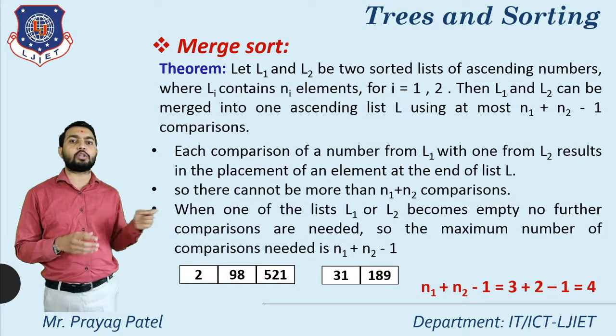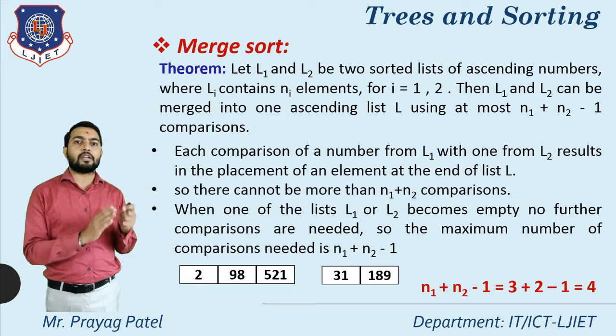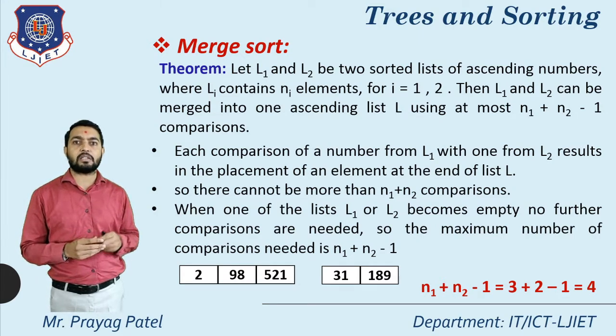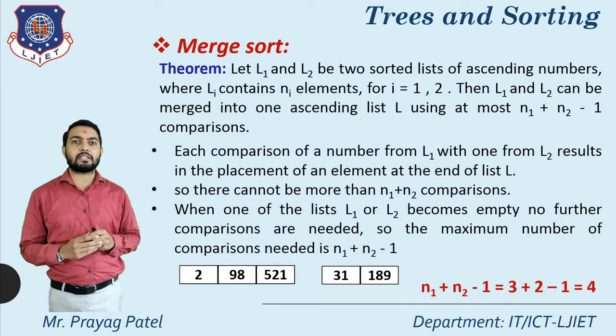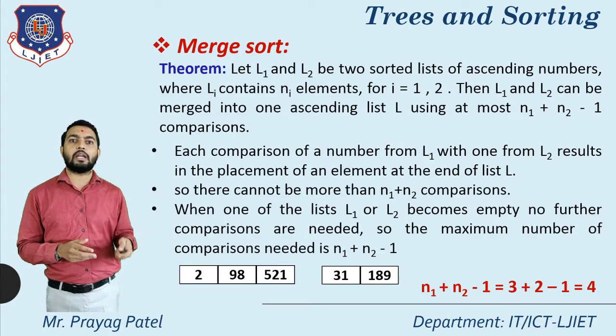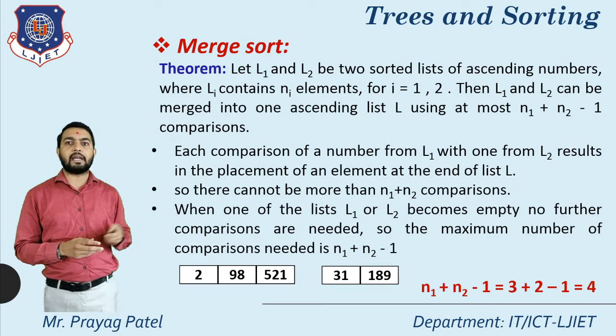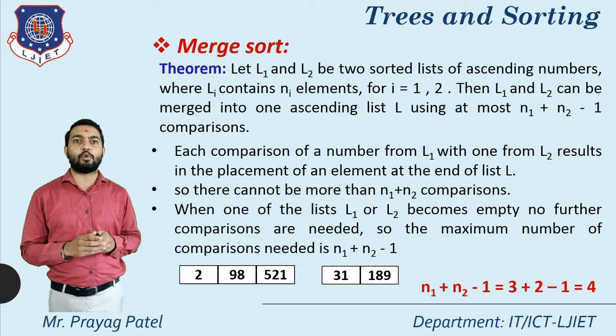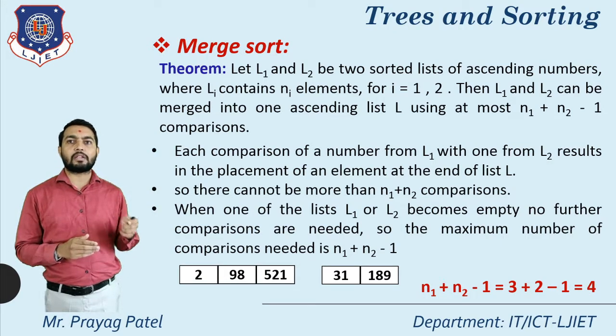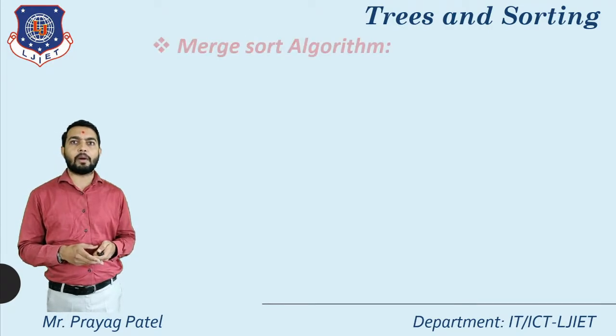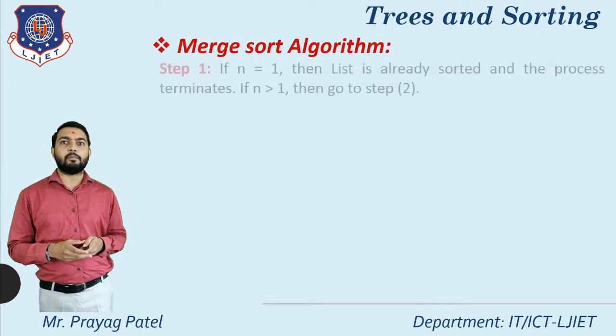That means according to the theorem n1 plus n2 minus 1: n1 means 3 elements in the first list, n2 means 2 elements in the second list, and minus 1. So the total equals 4. So we can say that for this example we can prove that n1 plus n2 minus 1 comparisons are required for merging two lists. Now after that, the algorithm for merge sort.